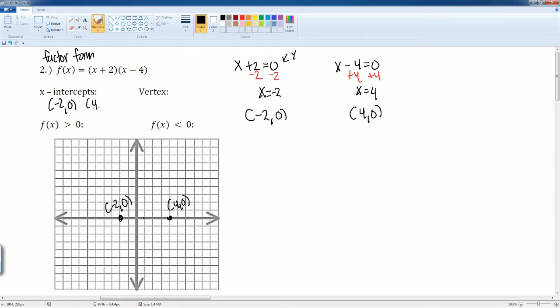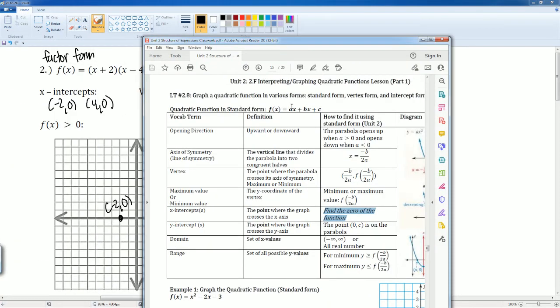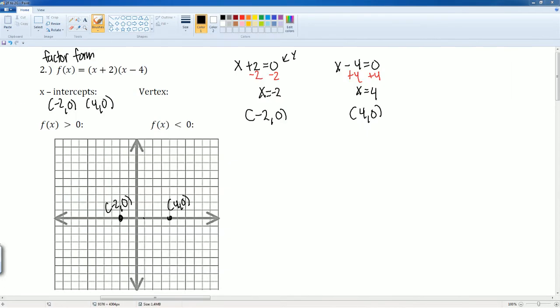So we got our x-intercepts really well. Great job. What about the vertex? Let's take a look at the vertex. Well, the vertex requires us to get b and a. To do that, we have to put it into standard form. That is an issue, so we now have to put it into standard form. To do it, you just have to multiply it out.